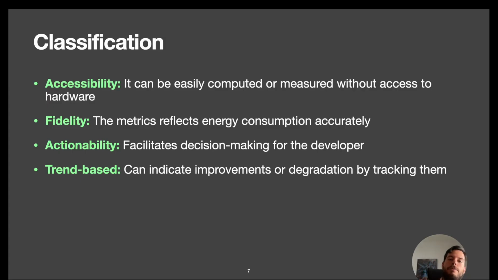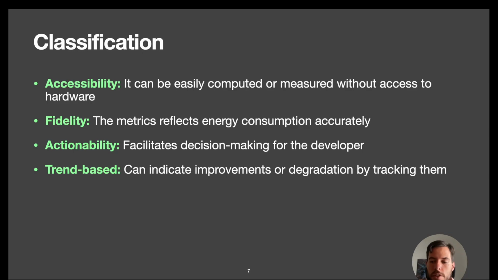Basically, this taxonomy has four attributes, which are accessibility. It's basically how easy it is to compute and measure this metric. Do we need access to the neuromorphic hardware to measure this metric, or do we need to connect some cables to the hardware, or can we derive these metrics from just the software design of the SNN? Fidelity, which is how accurate is the metric, or how accurately it reflects energy consumption of the spiking neural network.